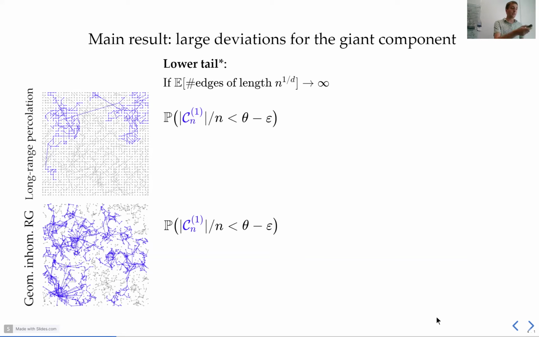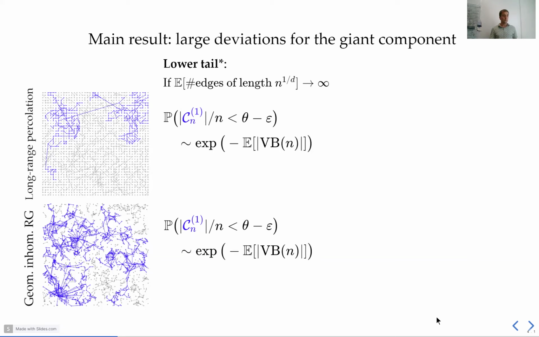So the first result is that for long-range percolation, we can again prove that the probability of observing a small cluster decays exponentially in the size of the vertex boundary. So here my wiggly sign means up to constants here in the exponents. And this is true for both models.